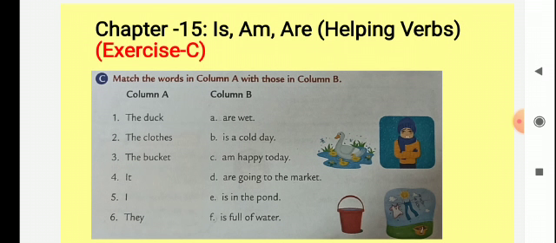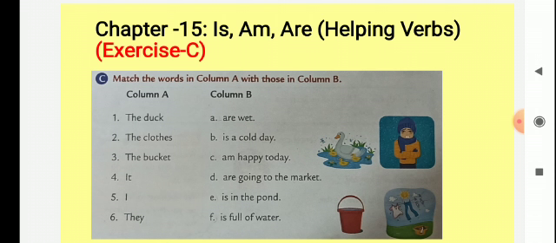Number 4, it dash. Here we are using it for a cold day. Okay. It is a cold day. We can look at the picture. That boy is shivering with cold. So the day is very cold. So it is a cold day. Number 5, I, with I what do we use? Am. So it is option C, I am happy today. Number 5 is I am happy today.